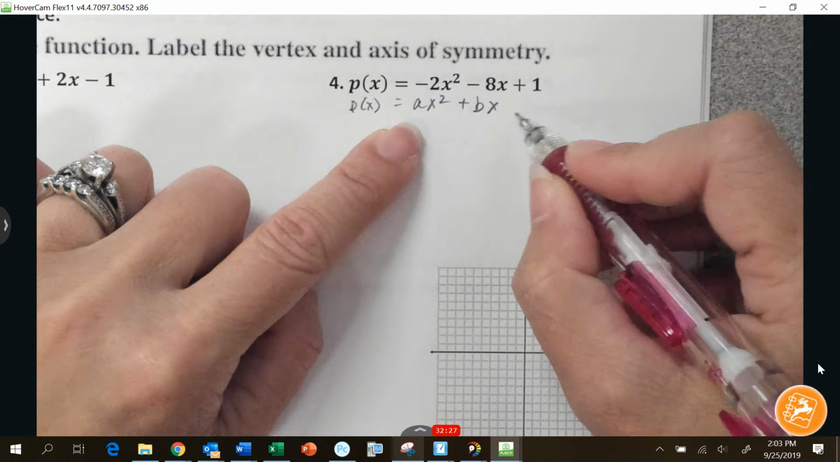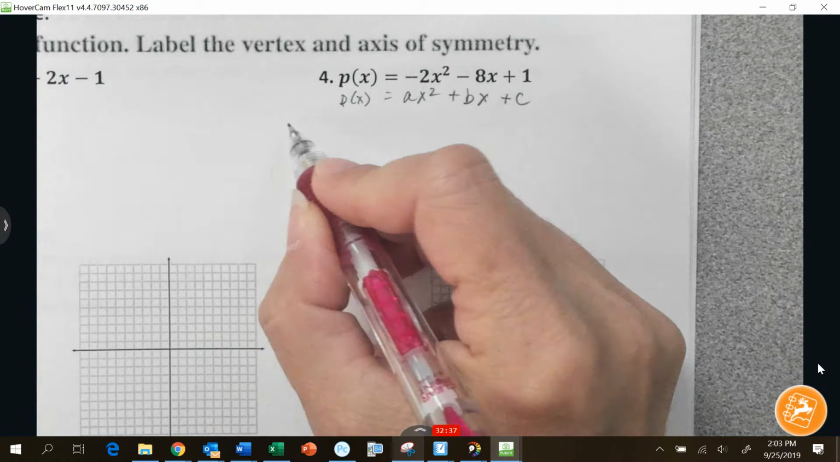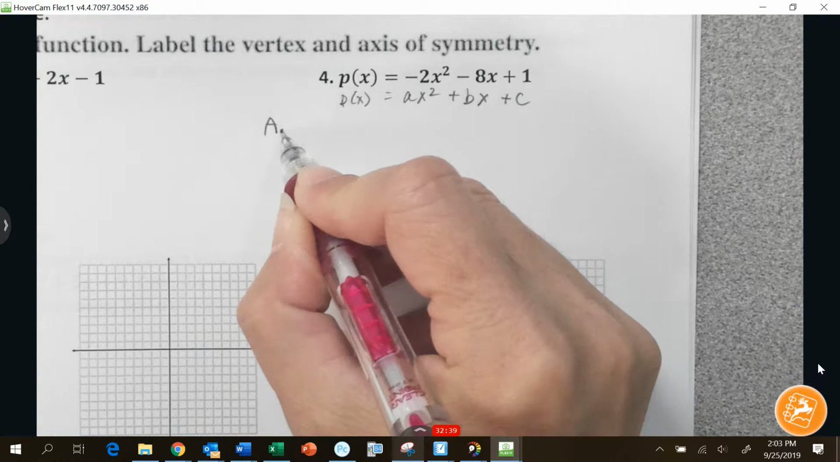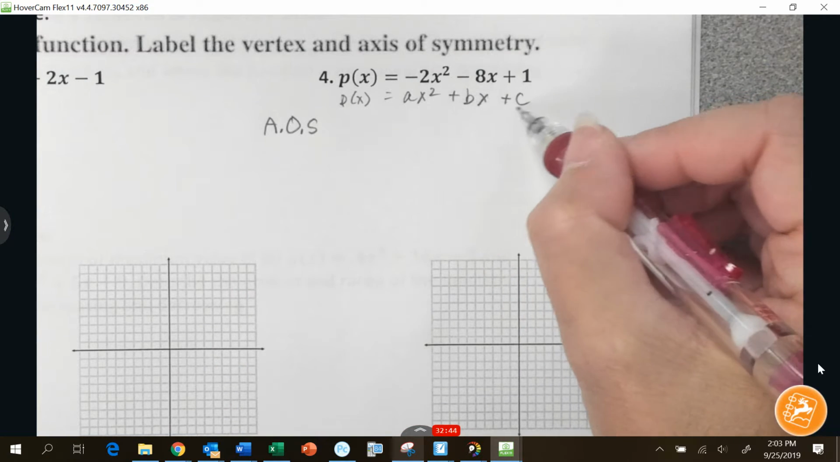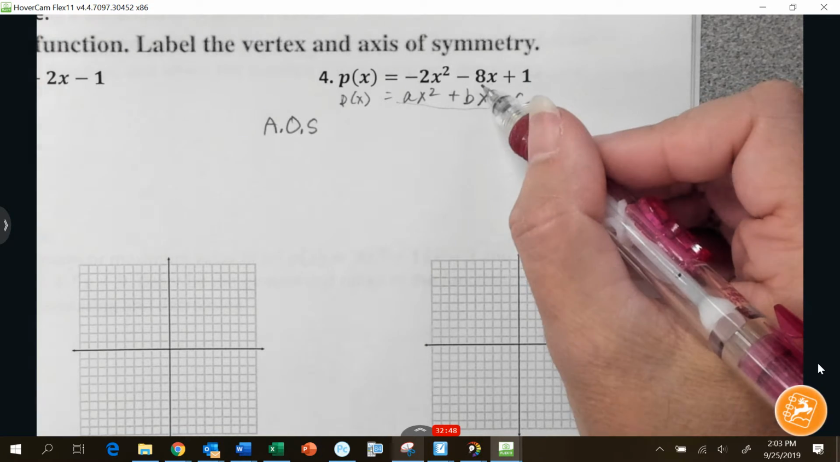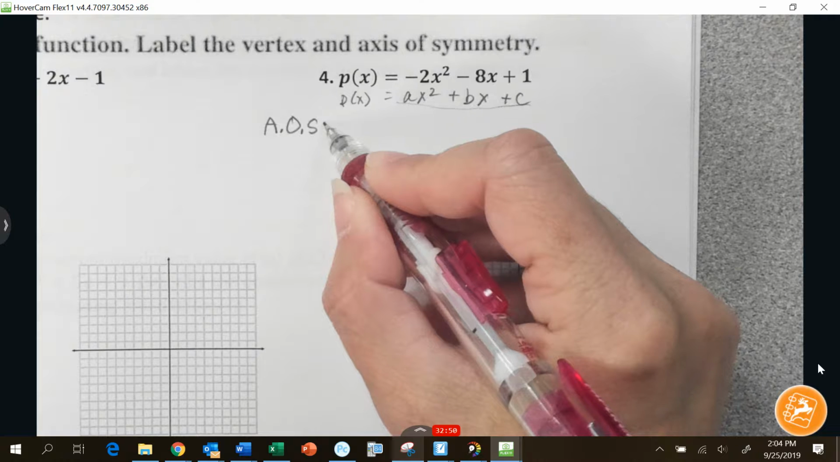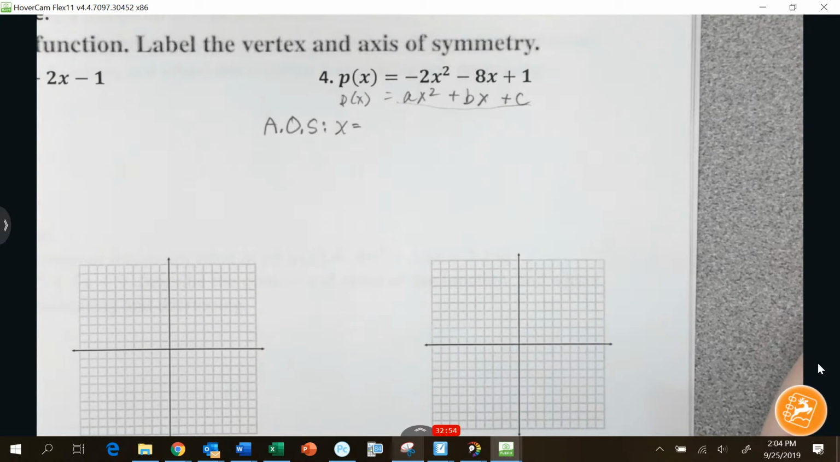So I write ax squared plus bx plus c. Now we're going to do the axis of symmetry. Wait, would it be minus bx or? No, this is the formula always, but the b value will be negative 8. Wouldn't it be positive?